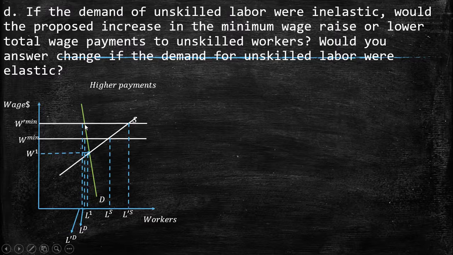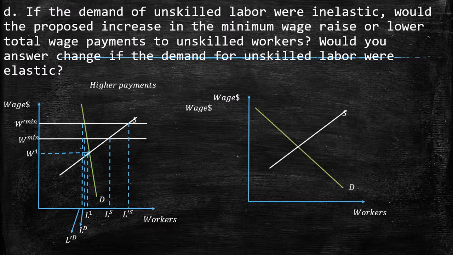In this case, with the next W prime minimum, this is going to be the salary that the workers are going to receive, which is higher, and again we earned this part and we just lost this one. So it means that there are higher payments.